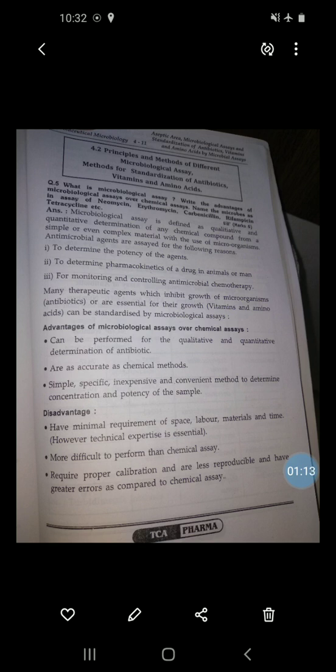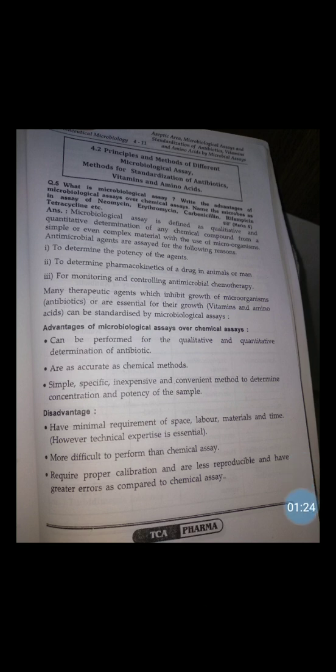The antimicrobial agents are assayed for the following reasons. First, to determine the potency of the agents; then to determine the pharmacokinetic parameters of a drug in an animal or a man; then third, for monitoring and controlling antimicrobial chemotherapy.